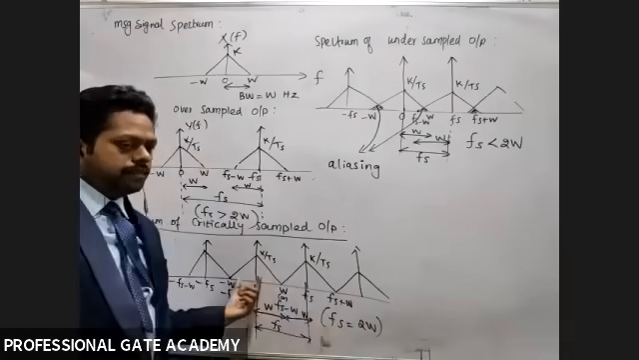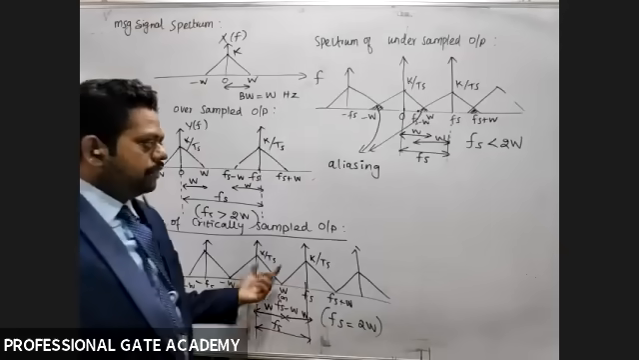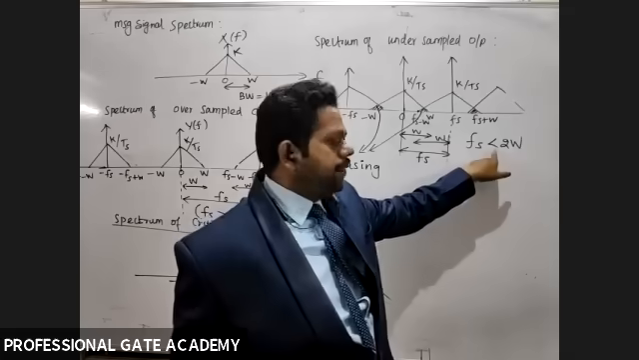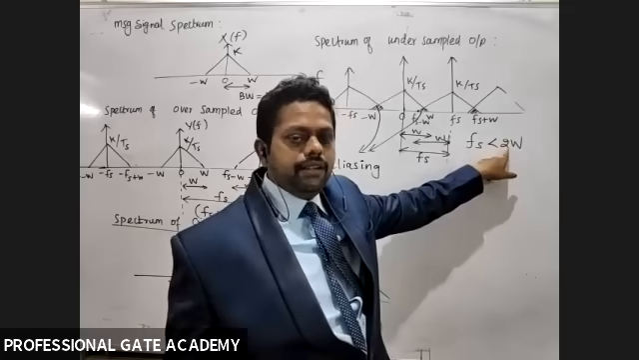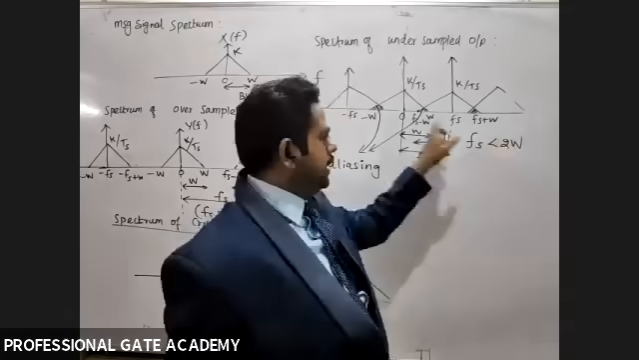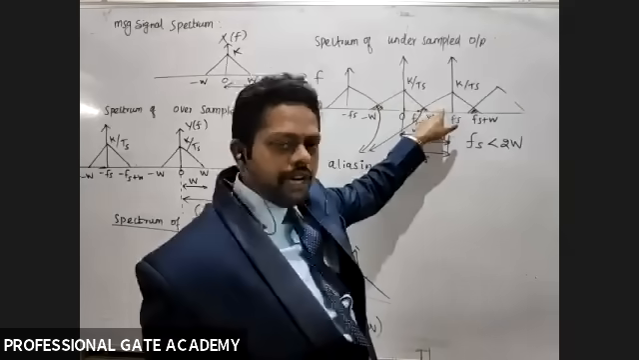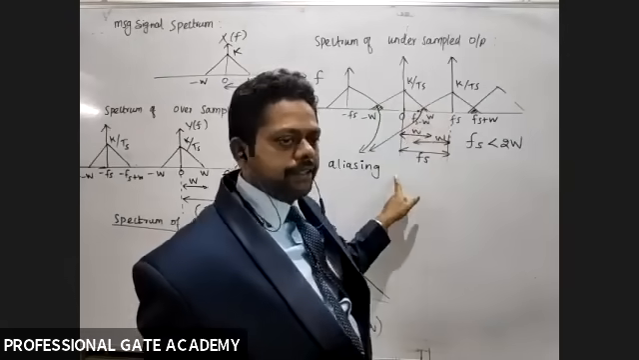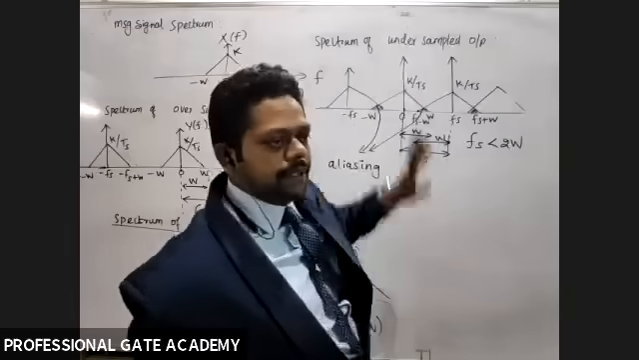But there is no band gap. For undersampling, what is the condition? Fs less than 2W. Here adjacent spectral components are overlapping. That overlapping of adjacent spectral components is called aliasing. So aliasing occurs in undersampling.